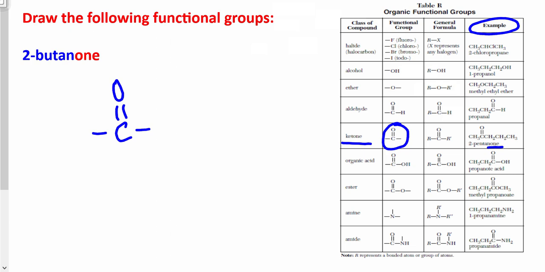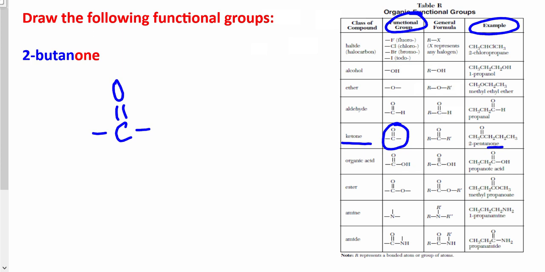The moment I recognized it's a ketone, I drew the functional group by looking at the functional group column, or you can also look at the general formula column as well. It says 2-butanone. That means this carbon, the carbon with the functional group, has to be my second carbon. So it doesn't matter if you're drawing from left to right or right to left, it's still the same, but make sure that this functional group carbon is your second carbon.